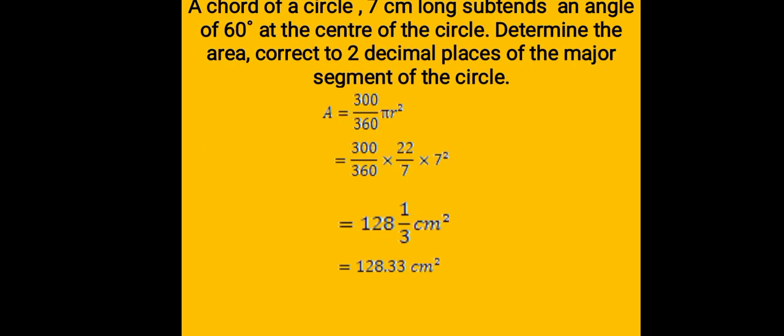A chord of a circle 7 centimeters long subtends an angle of 60 degrees at the center of the circle. Determine the area, correct to 2 decimal places, of the major segment of the circle. So the major segment of the circle will be 360 degrees minus 60, so it will be 300 over 360 multiplied by pi r squared. Solving, we get that the area of the major segment of the circle is 128.33 centimeters squared.